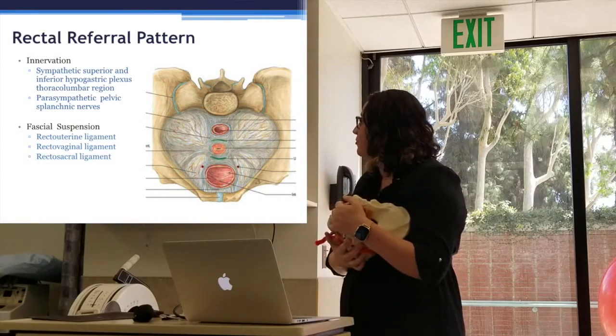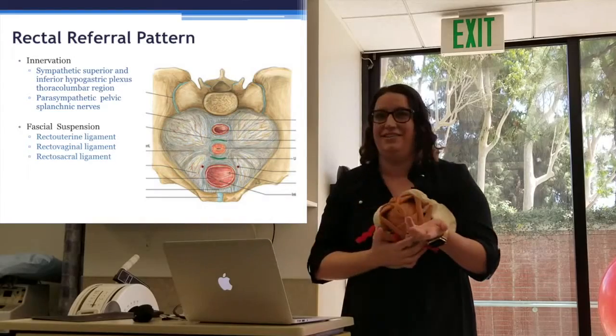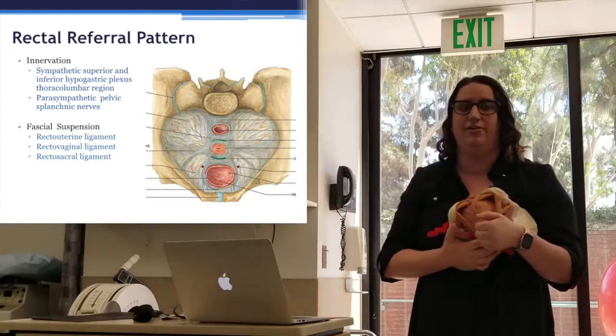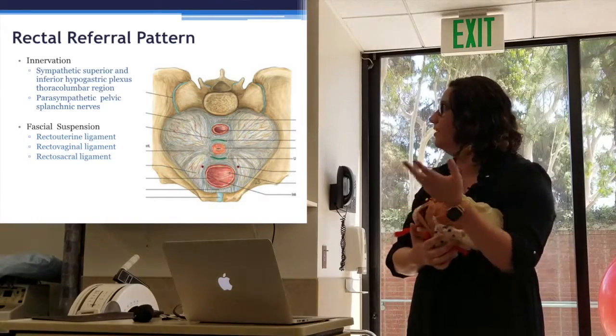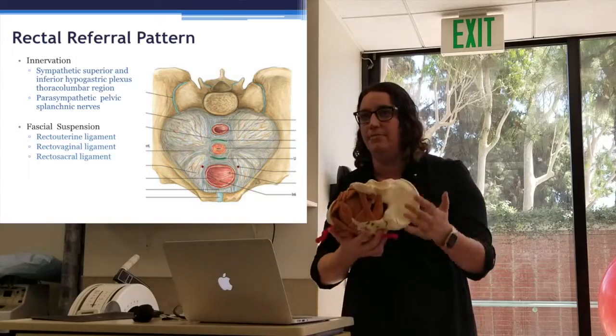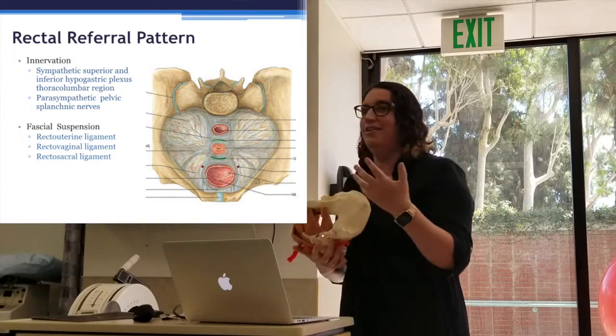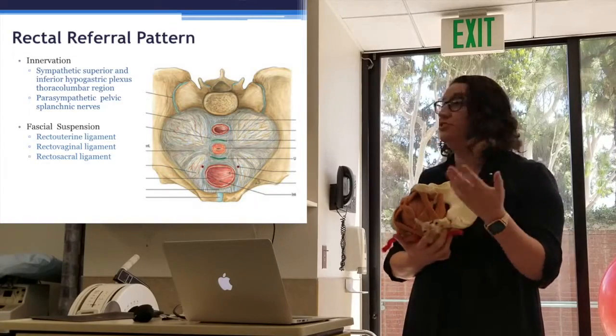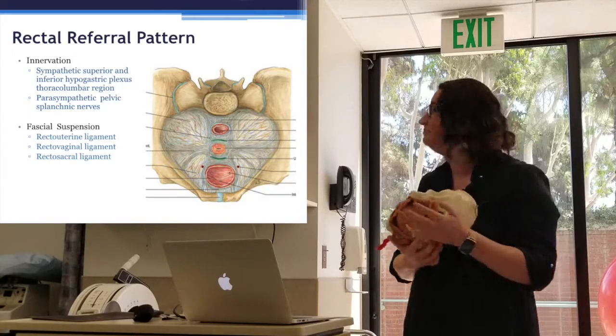So for rectal referral pattern, the innervation is exactly the same as the bladder. They get information from the hypogastric nerves that are providing from the thoracolumbar region, and we also have parasympathetics coming from the pelvic splanchnic nerves. So again, our thoracic spine, lumbar spine, and sacral lobes potentially could be influencing our rectum.